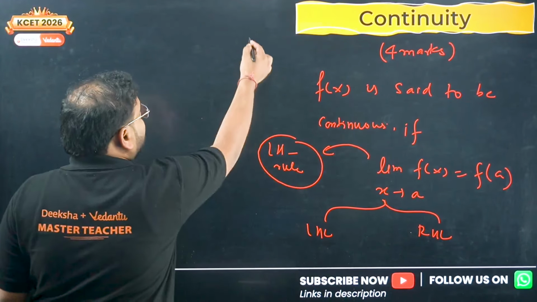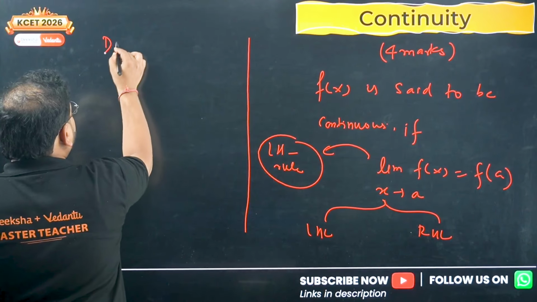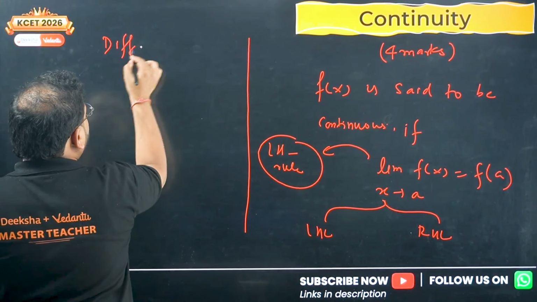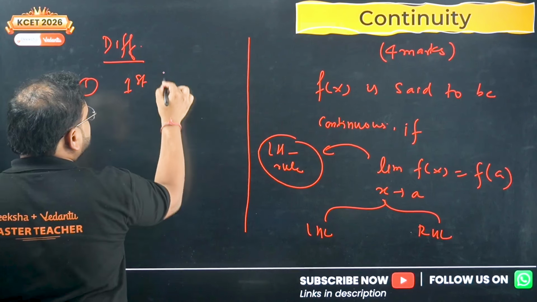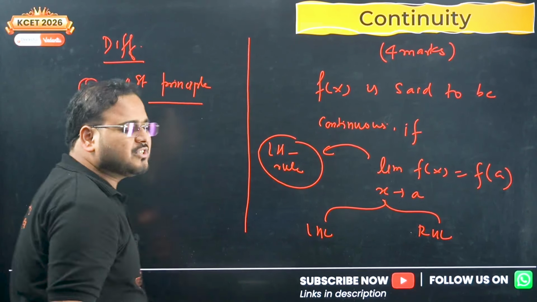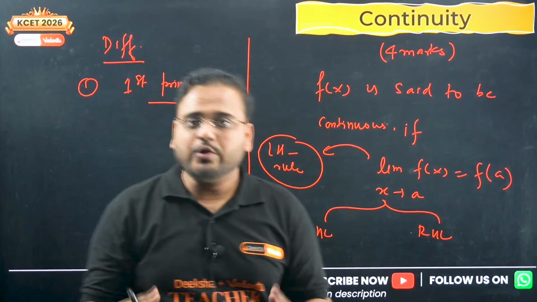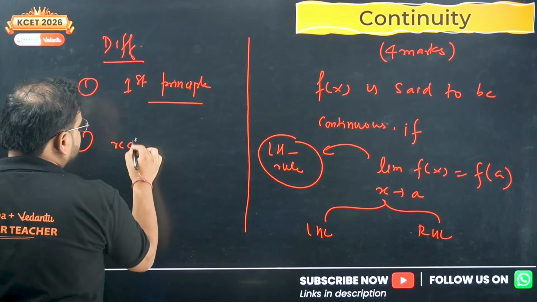Okay, now for differentiability, we have the first principle. To prove differentiability, one method is from the first principle. But in your questions, you don't use it that often. What you actually use is, you define the function. Method 2 is actually to redefine the function.